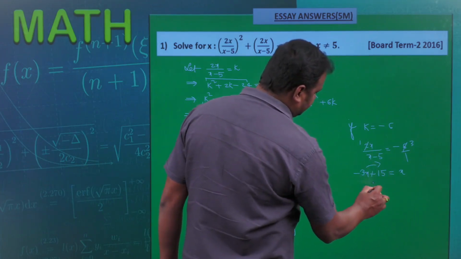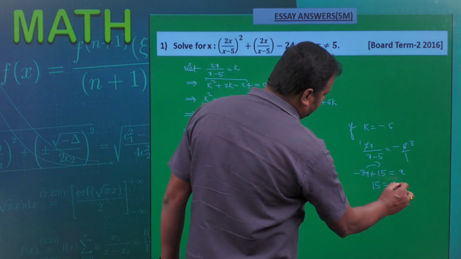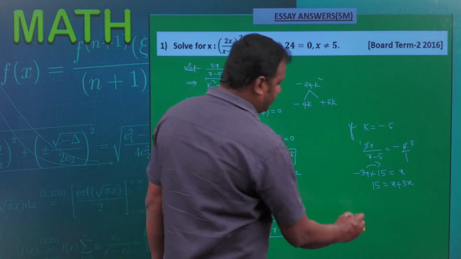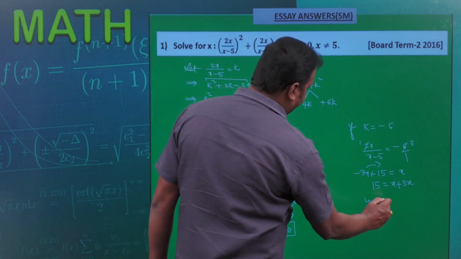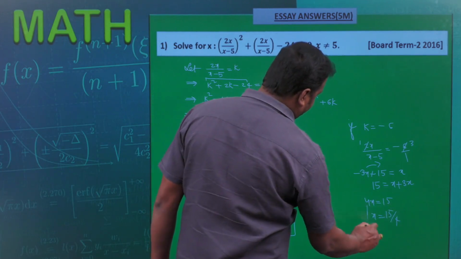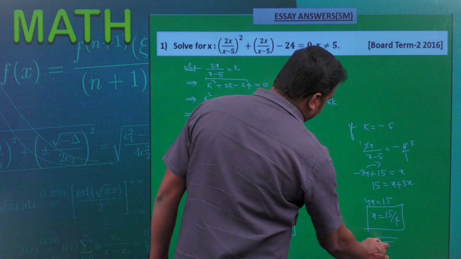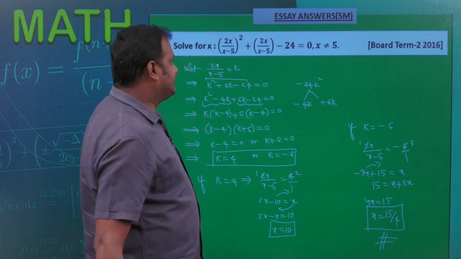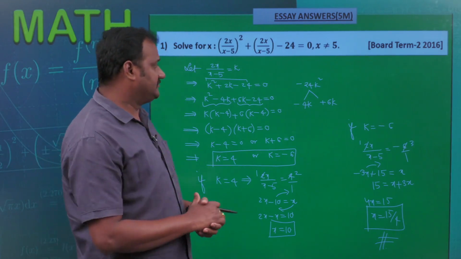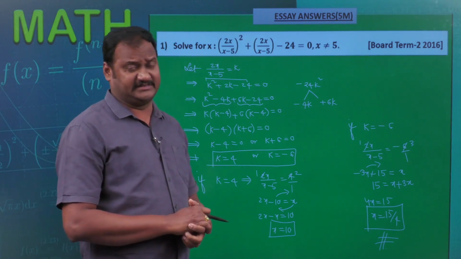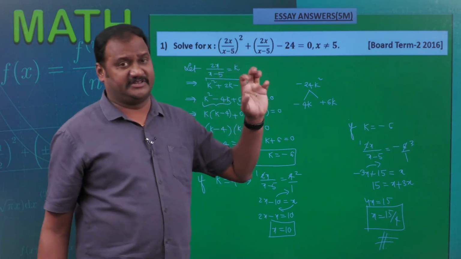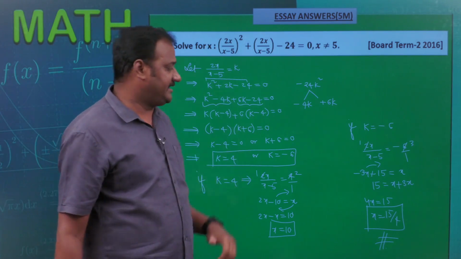Transpose negative 3x to that side, so 15 is equal to x plus 3x. Okay, x plus 3x is equal to 4x is equal to 15. Therefore, the value of x is going to be 15 divided by 4. So these two are the values of x which satisfy this given equation. So please be very careful in order to find the factors and then find out the roots of this kind of equations especially.